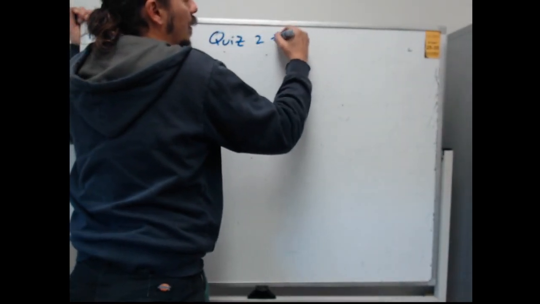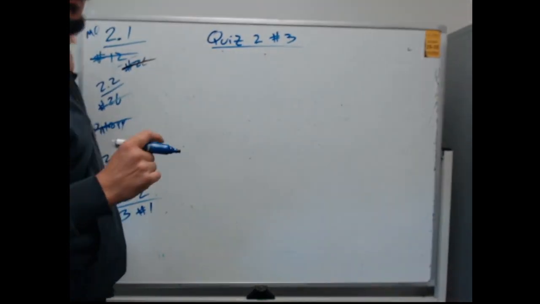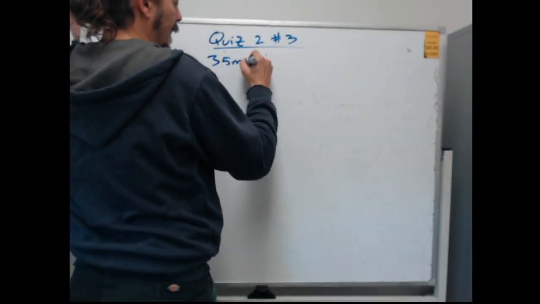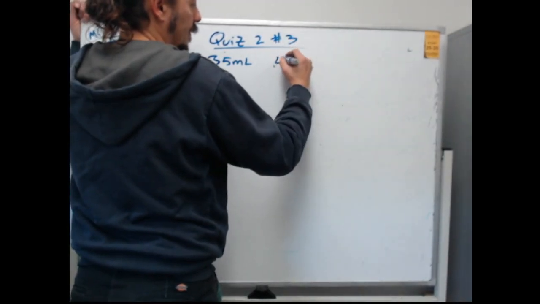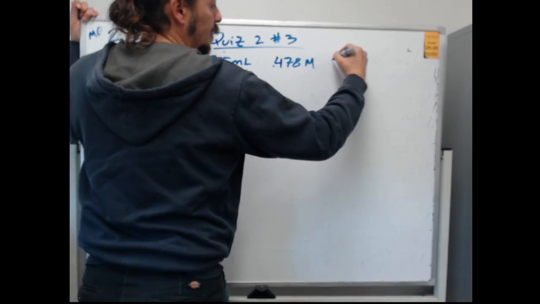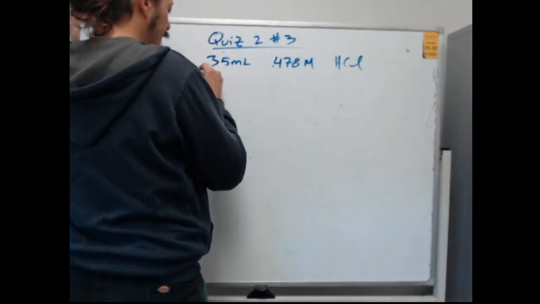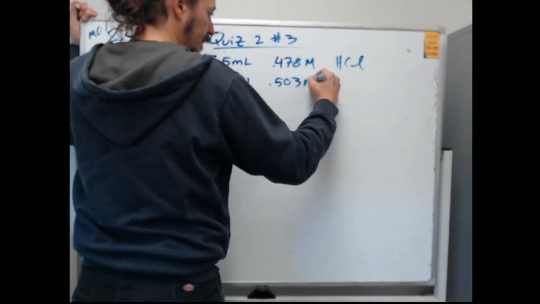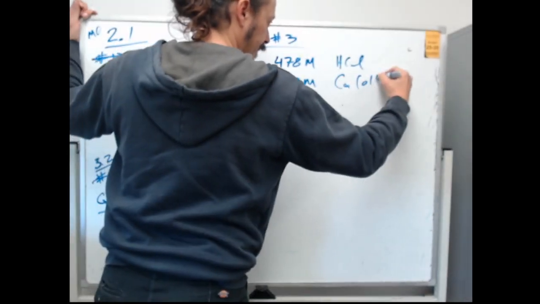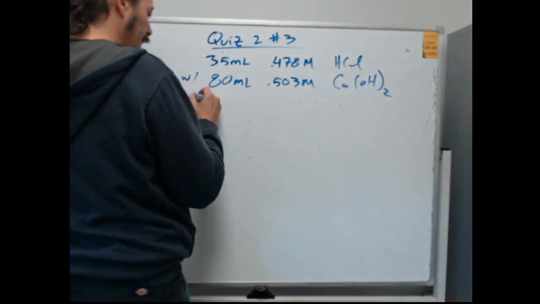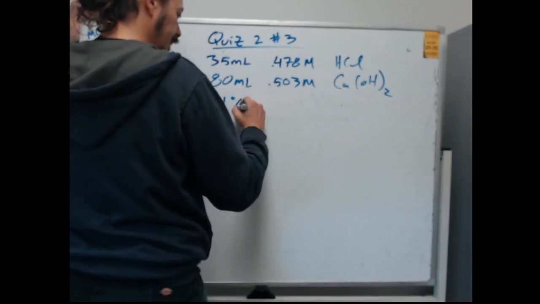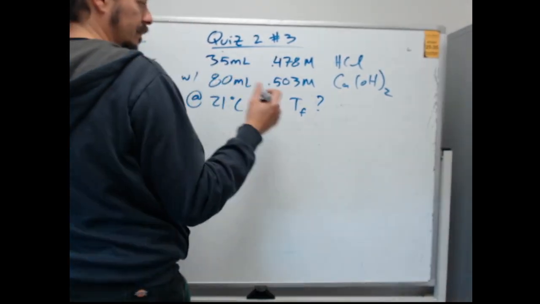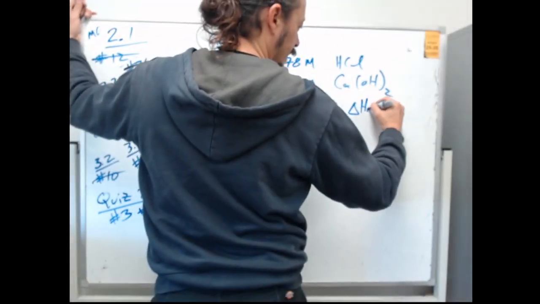Quiz 2, number 3. Okay. What does your quiz 2, number 3 say? Okay, we mix 35 milliliters of 0.478 molar hydrochloric acid with 80 milliliters of 0.503 molar calcium hydroxide. They're both at 21 degrees Celsius initially. What is the final temperature if the delta H of reaction is negative 113 kilojoules per mole?